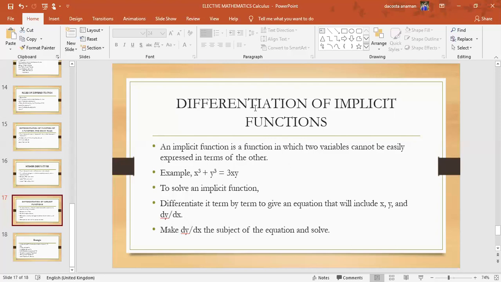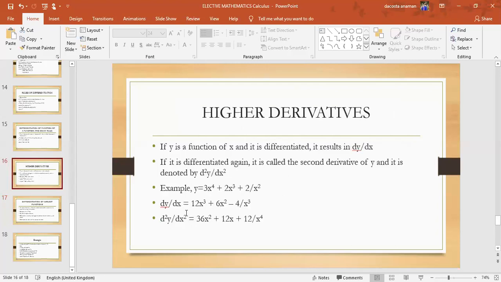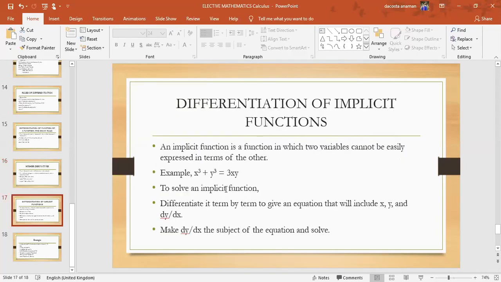So an example is x raised to the power 3 plus y raised to the power 3 is equal to 3xy. As you can see in the previous ones, you have y is equal to, so y is at one side, then x is at one side of the equation. So in this instance, you can easily differentiate. But in this instance, it's combined. There's x cubed, there's y cubed at one side, then there's 3xy at another side. So you cannot easily differentiate this one. You don't have a very specific function for x.